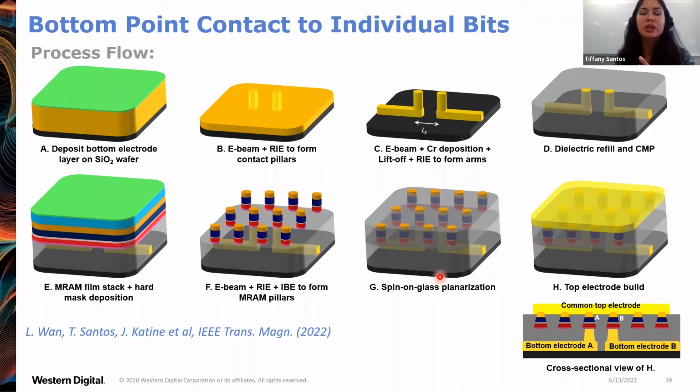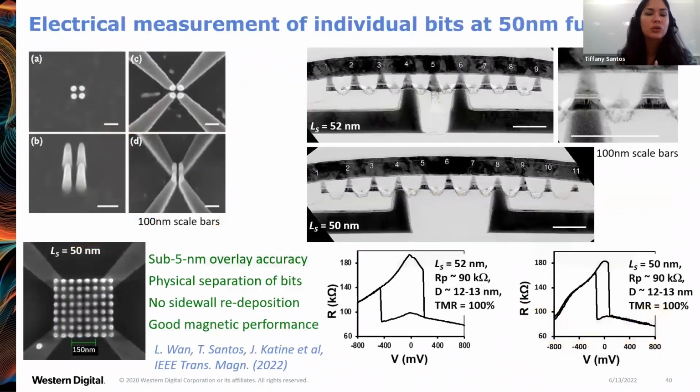We use spin-on glass for planarization, and then we put a common top electrode at the top, and you can see schematically in cross-section what we're hoping to get here, and I can show you in the TEM images as well. So I'll describe starting on the left side. These are SEM images of the individual bottom point contacts, first the contacts and then the arms, and then we put the MRAM array on top of that after the planarization.